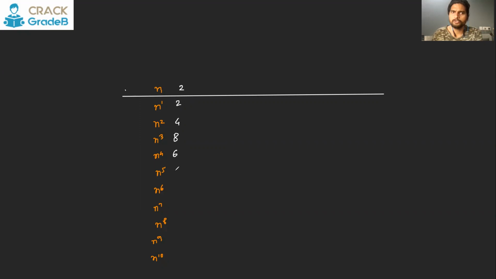8 into 2 is 16, 6; 6 into 2 is 12, 2; 2 into 2 is 4; 4 into 2 is 8; 8 into 2 is 16, 6; 6 into 2 is 12, 2; 2 into 2 is 4. So 2's cyclicity, as we know, is 4.